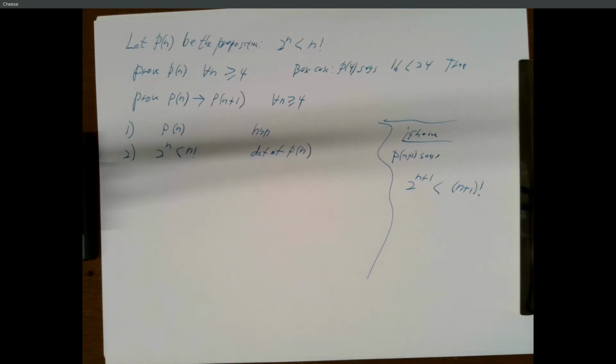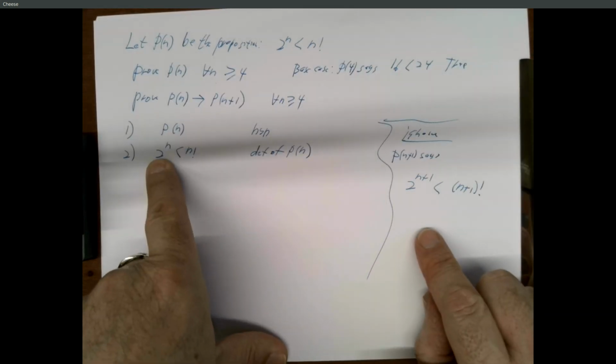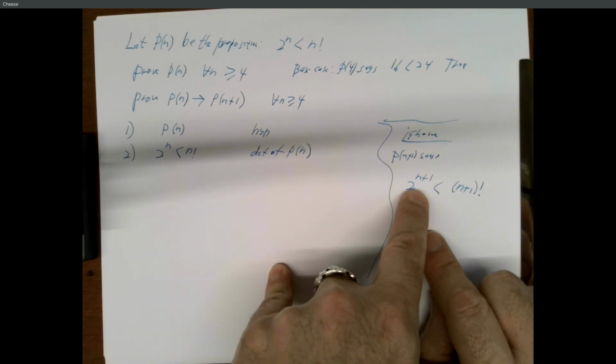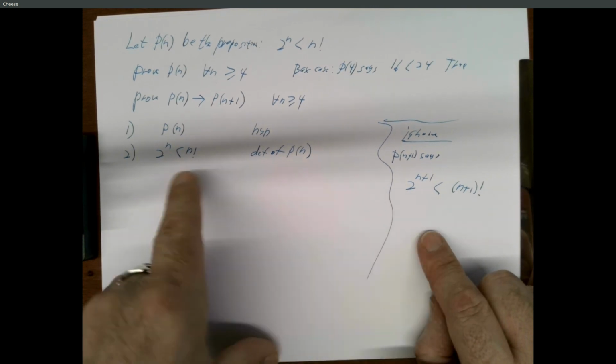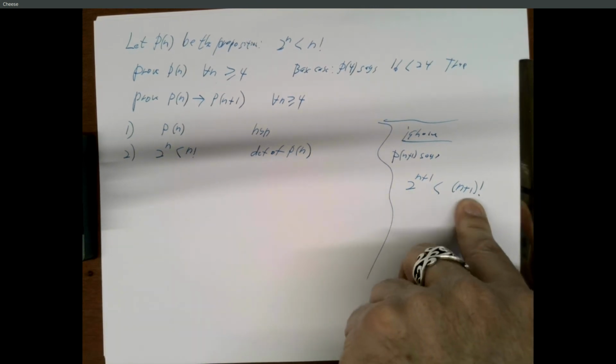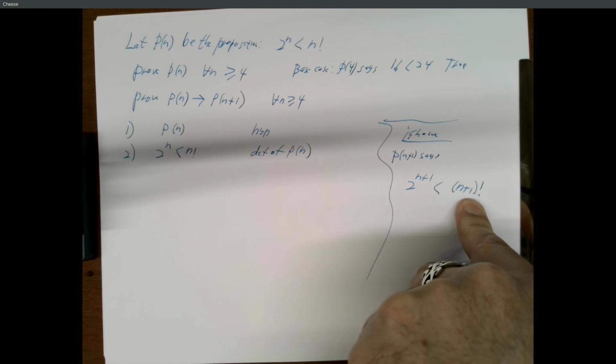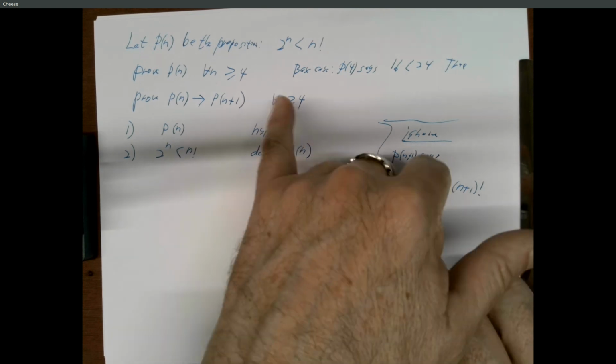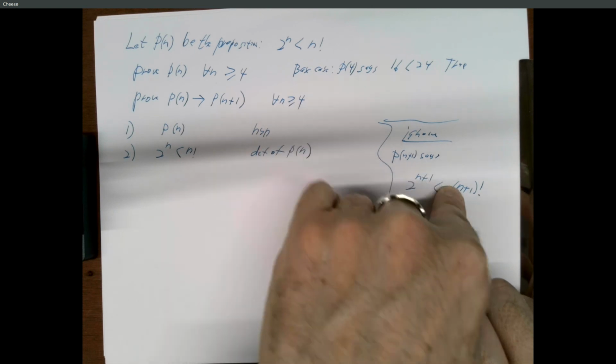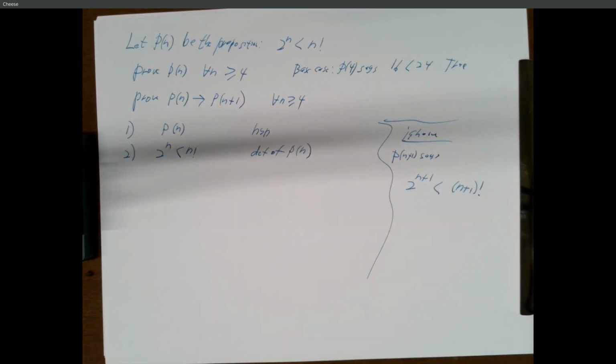Well, so the intuition we just talked about was when I go from 2 to the n to 2 to the n plus 1, I'm multiplying by 2. When I go from n factorial to n plus 1 factorial, I'm multiplying by n plus 1. And since n is bigger than 4, it's definitely bigger than 2, and n plus 1 is definitely bigger than 2. So we want to formalize that somehow without waving our hands too much.